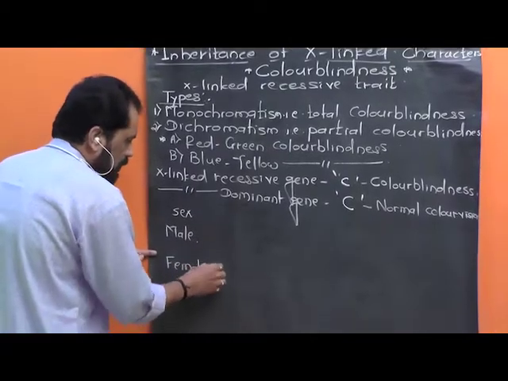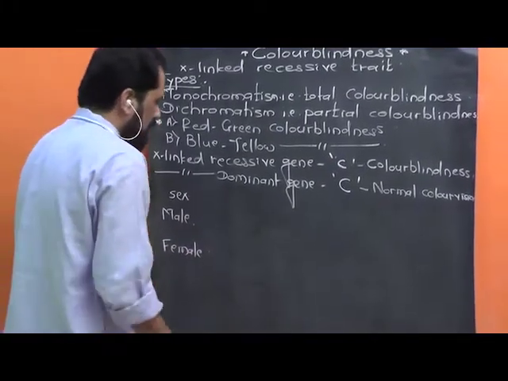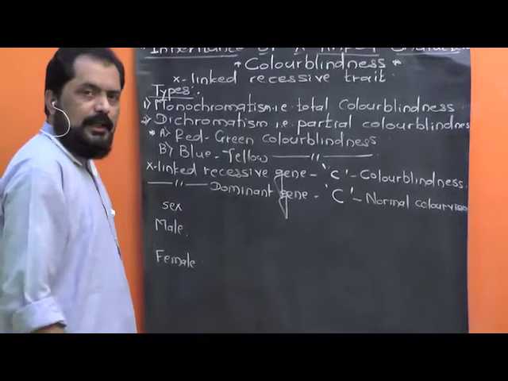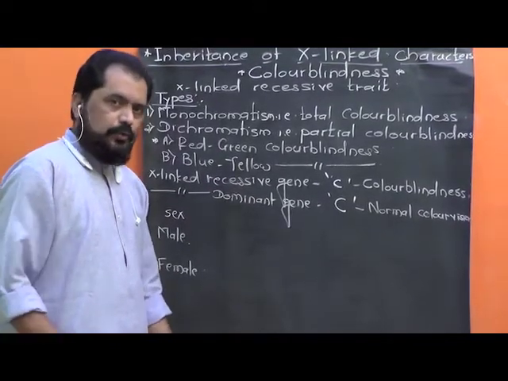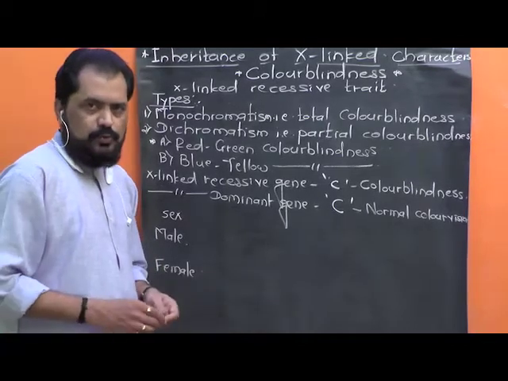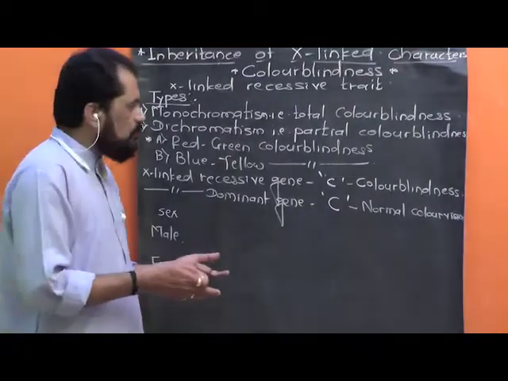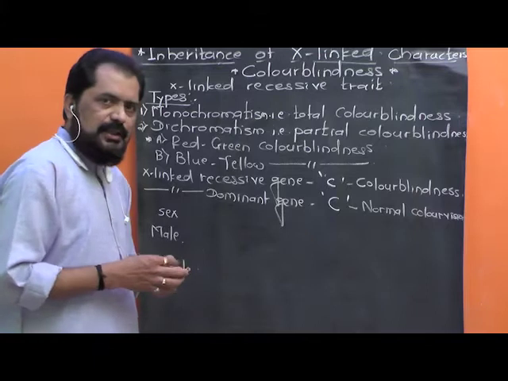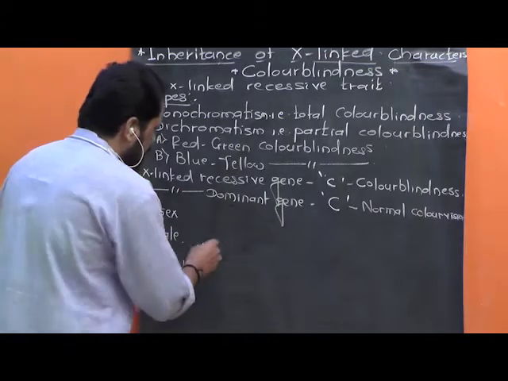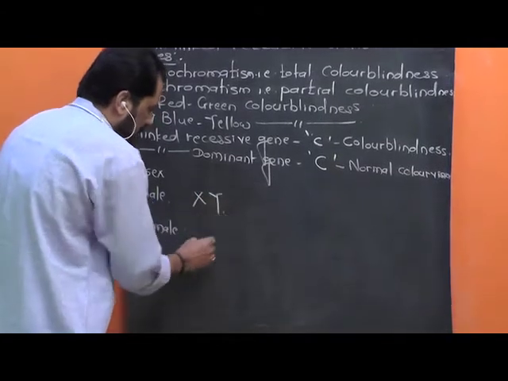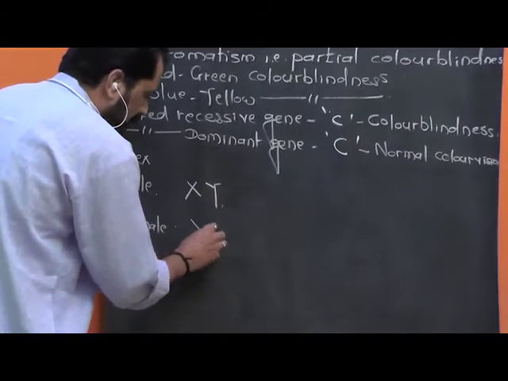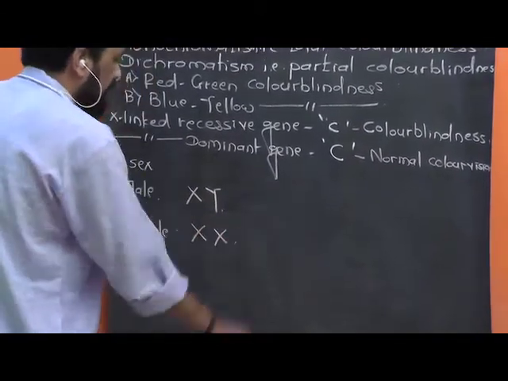We all are known the chromosomal constitution of human male is 44 plus XY, 44 autosomes, XY, sex chromosome. As we are going to talk about sex-linked gene, so simply here consider the sex chromosomes, that is X and Y. Sex chromosomes in female are XX.